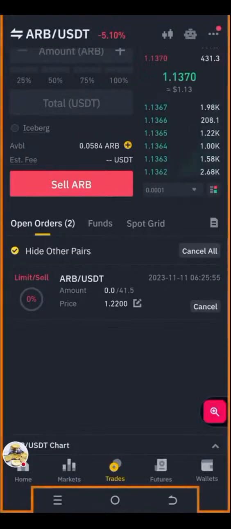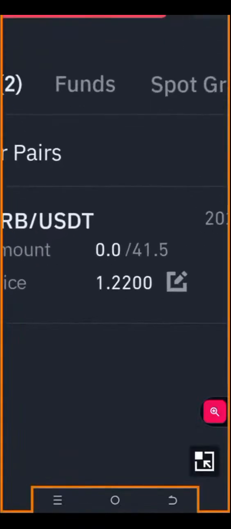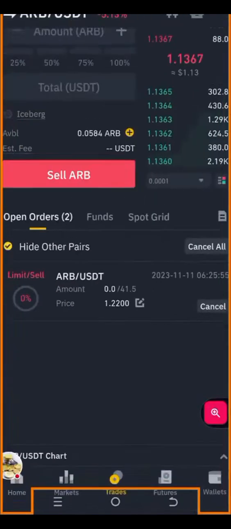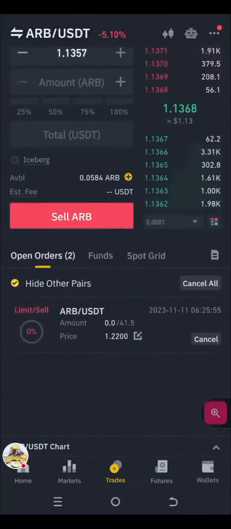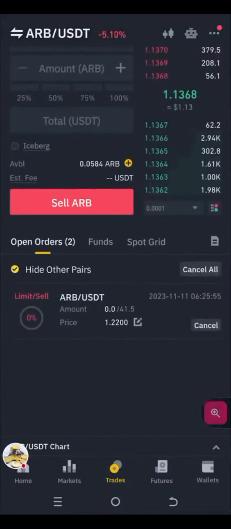Let me show you here. So what I'm planning to get is 1.22. That's the price of ARB I want to get, right? But it's currently 1.13, because it's going down. So I'm just going to set it to get that, so that even if it takes me 1 or 2 days, once it gets to 1.22, my take profit or my sell limit will be triggered, and I will get the money and the profit that goes with it.